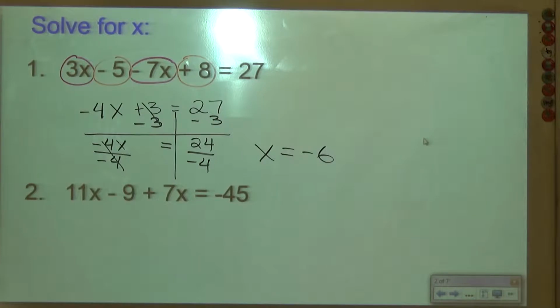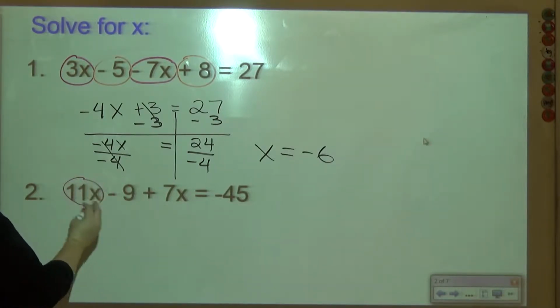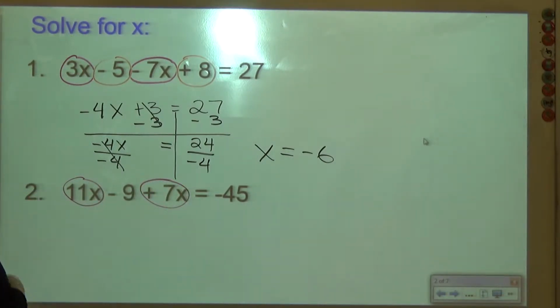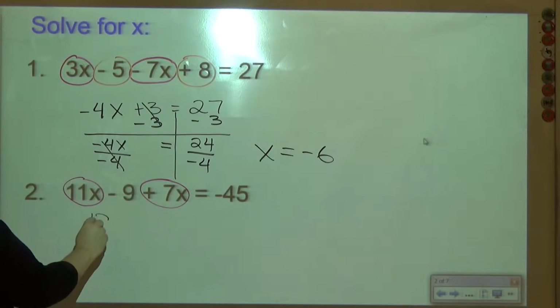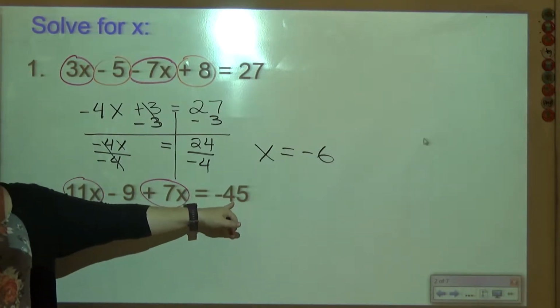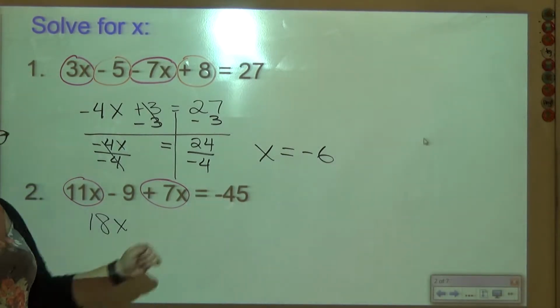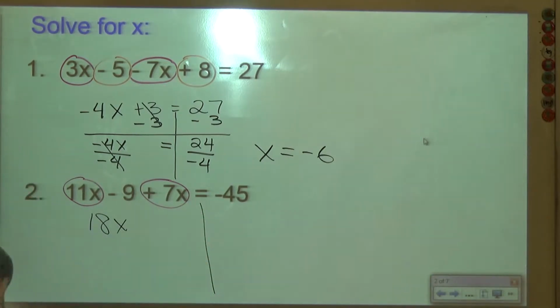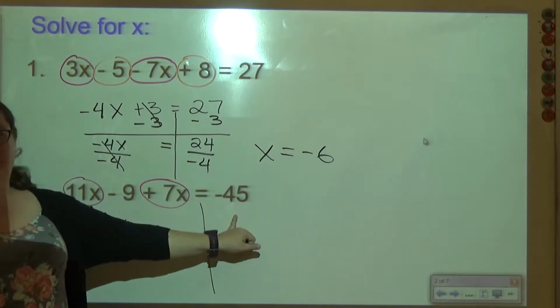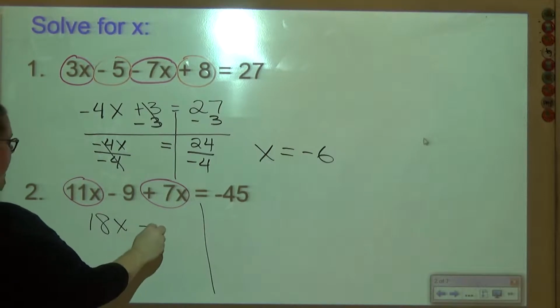So again, we need to combine like terms. I have my 11x and my positive 7x. That gives me 18x. Now, that minus 9, can it combine with anything? Some kids try to combine it over here, but you can't do that. They're on opposite sides of the equal sign. You can't cross the road. They're at two different parties. This is one party, and then they're across the street. So that can't happen.